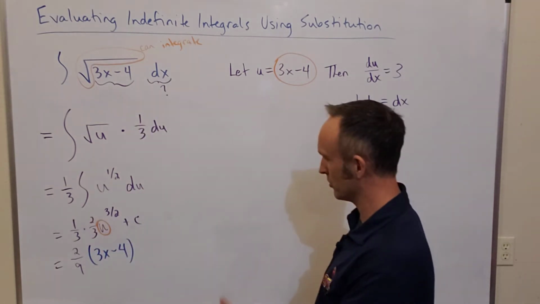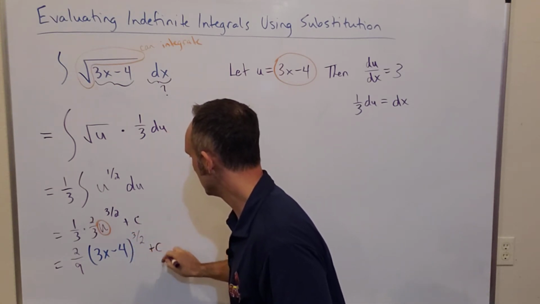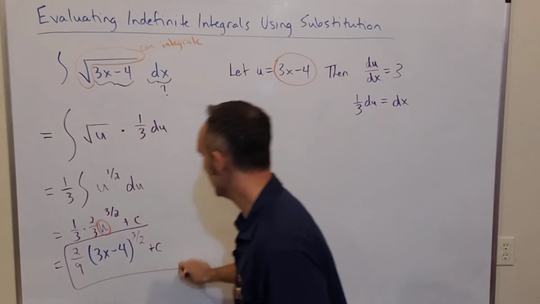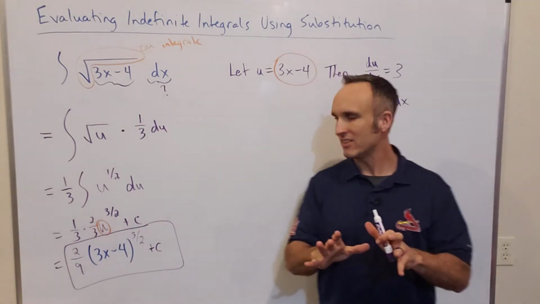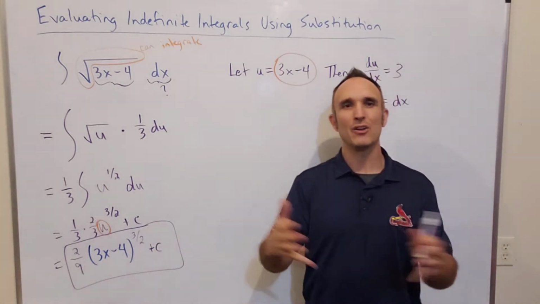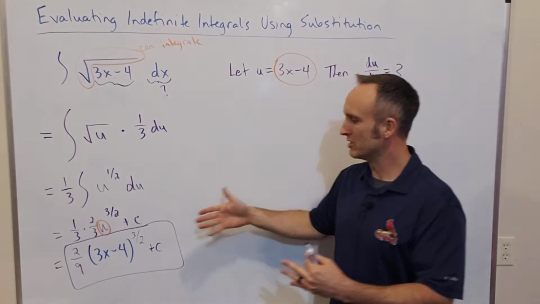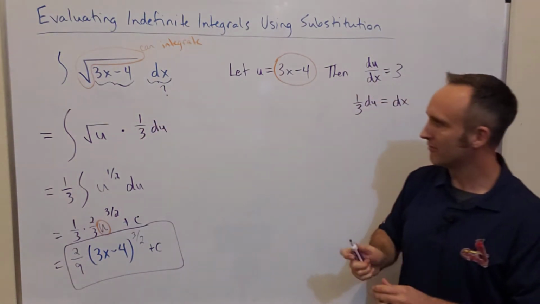Sorry, I should have used orange there. To the 3/2 plus c. And so that is the most general antiderivative of this function. You can see that the coefficient here takes into account the chain rule if you were to differentiate. If you differentiate this, you will get that function back.